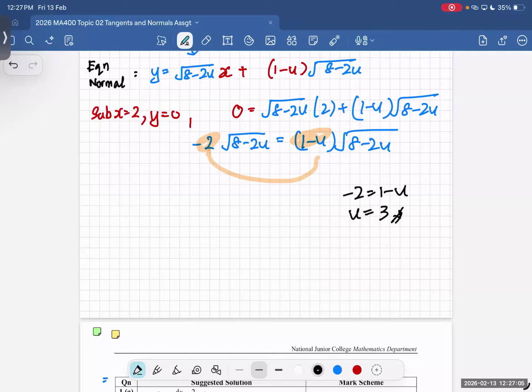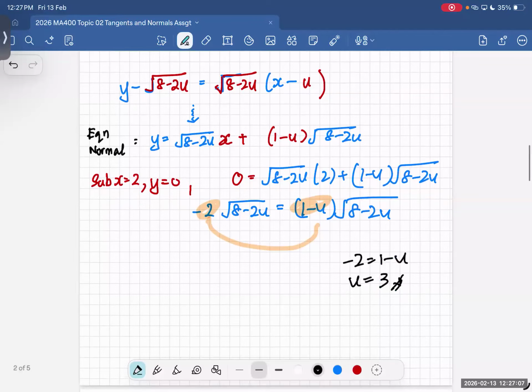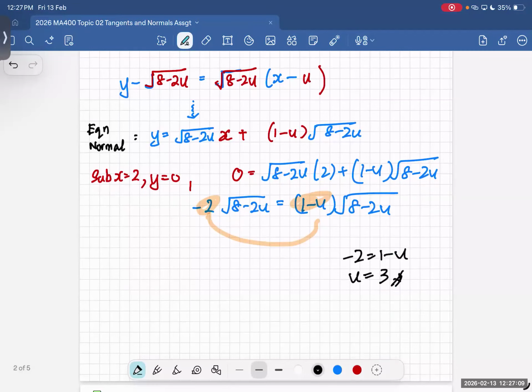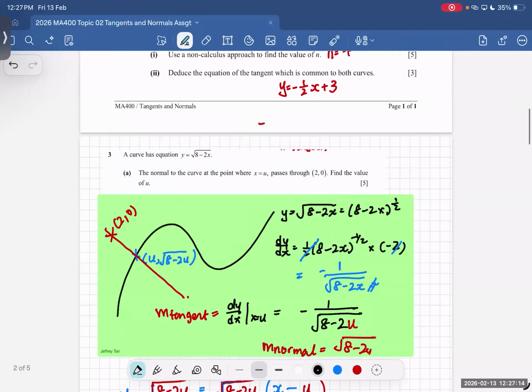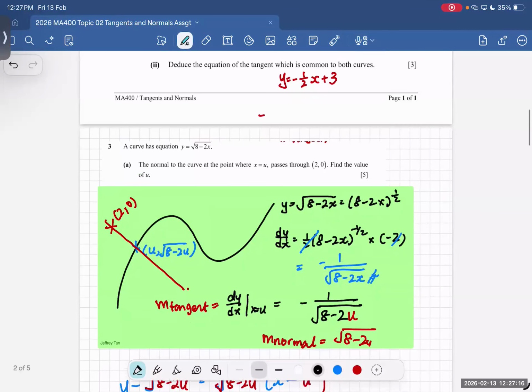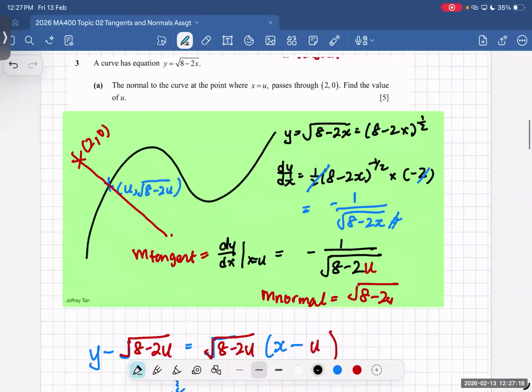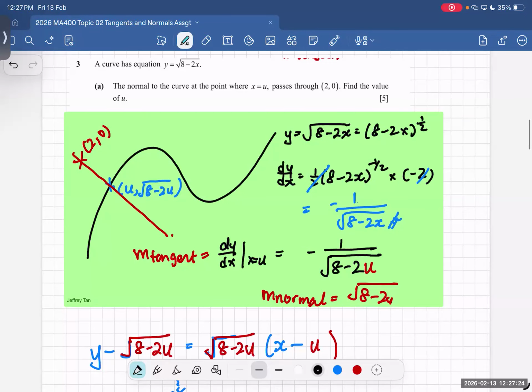U cannot be 4 because if u is equals to 4, you'll be dividing by 0. That will be an issue. Clear? So that is 3a. That is 3a. I bring them all to one side. I got the two things simplified together.